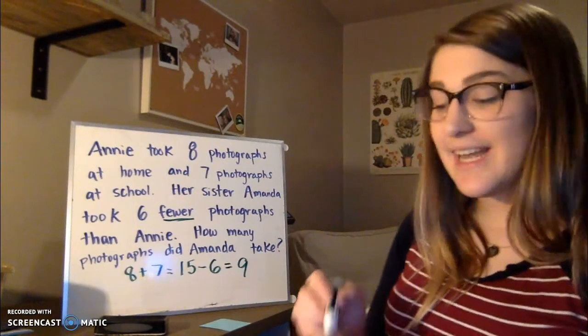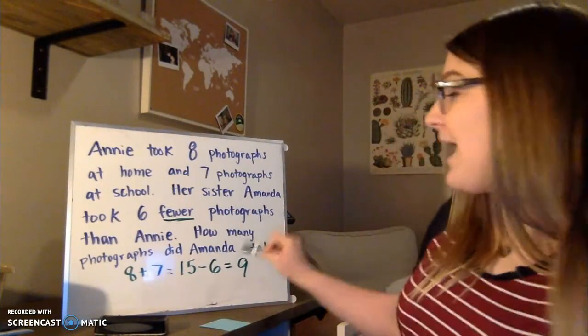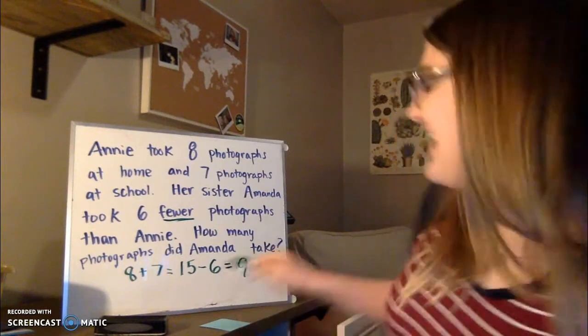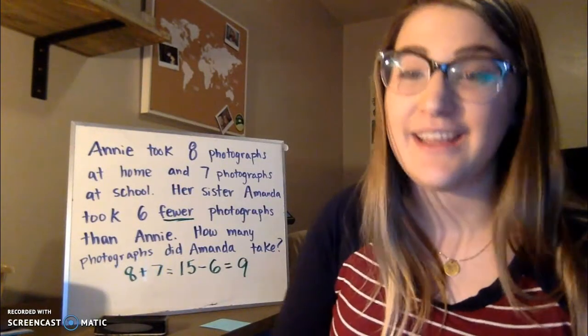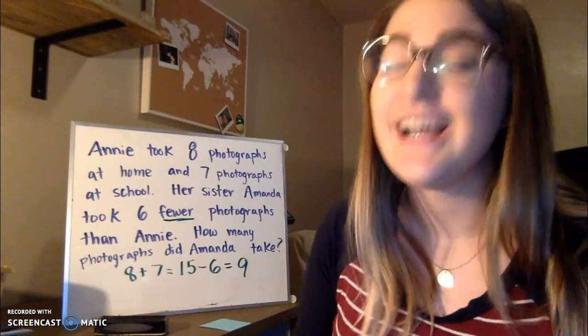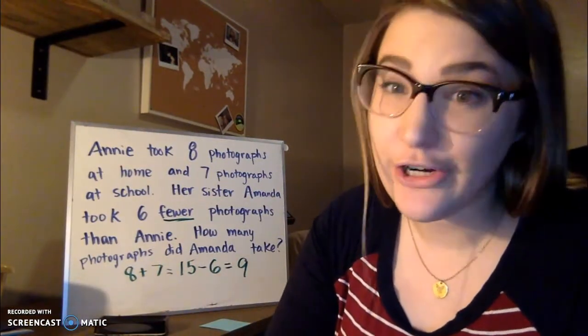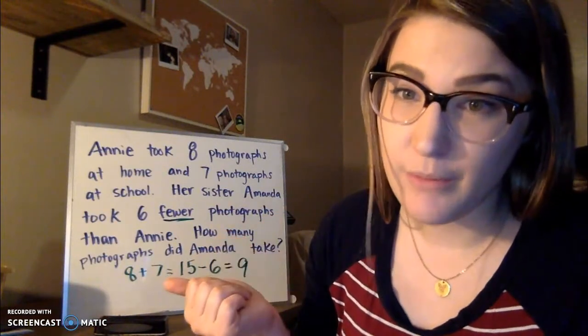That represents the number of photos that Amanda took. So are we done now? We are. We're done. It tells us now how many photos Amanda took, and that is 9. Now, just a word of encouragement on these 2-step math problems.